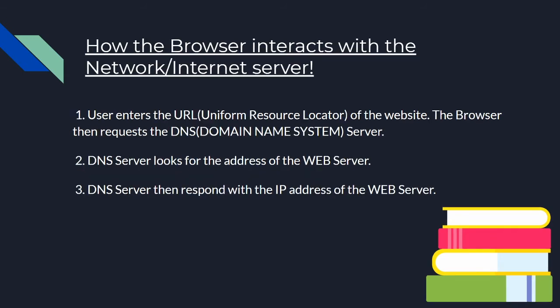Before diving into the types of client server architecture, firstly let's see how a browser interacts with the network or internet, like how we access a particular website over the network or internet server. Firstly, a user enters the URL of the website. URL means uniform resource locator. Then the browser requests the DNS, that is the domain name system server.